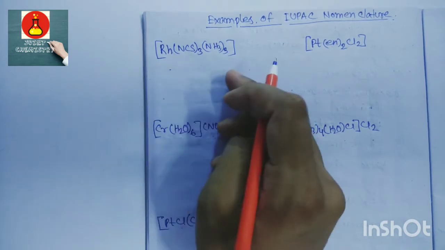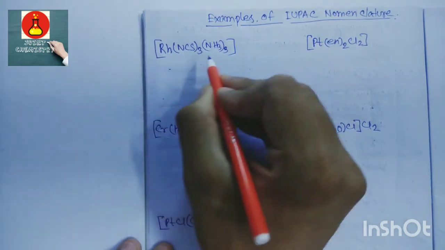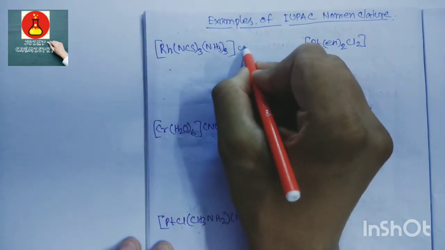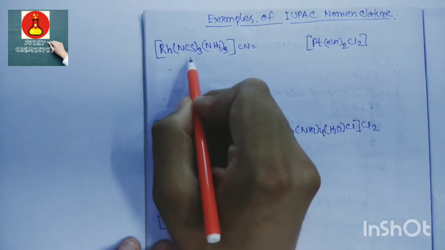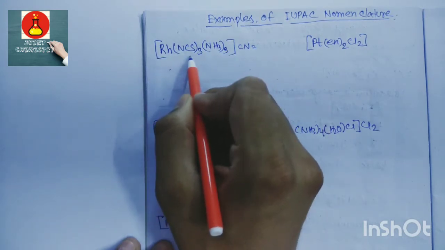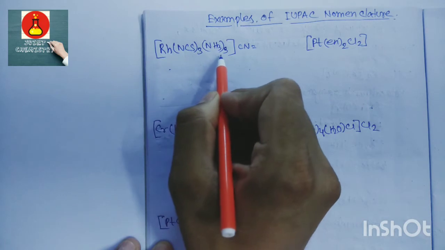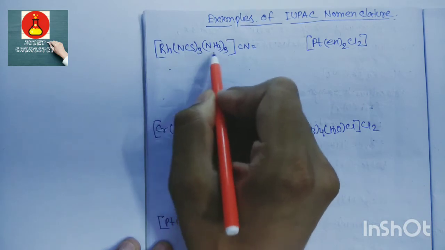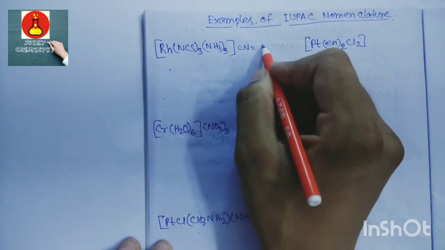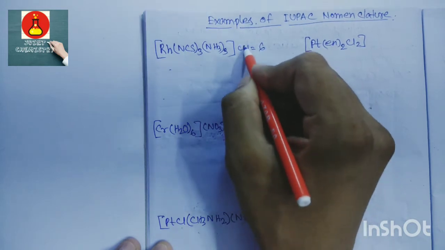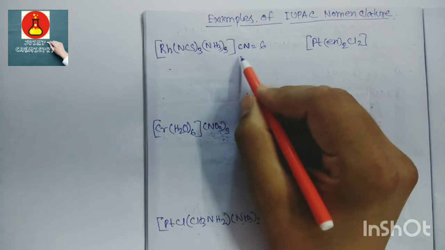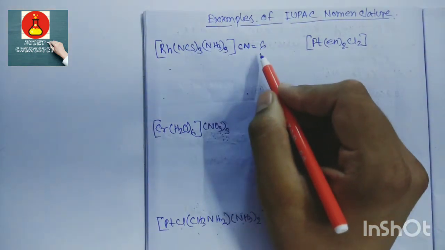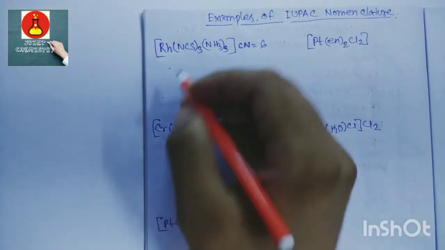Now at first let's calculate its coordination number, Cn. As you can see, in this coordination sphere there are 3 isothiocyanide and 3 amine, right? So the total is 6, so the coordination number is 6. How it is coordination number 6? From the first video you will understand why it is 6.